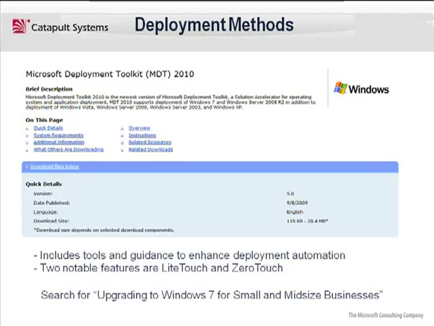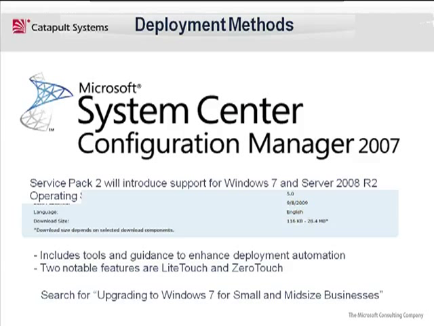MDT has two well-known features called Light Touch and Zero Touch. With Light Touch, users can choose to customize their own image, and with Zero Touch, administrators can use System Center Configuration Manager to push an operating system down to a client without any need for user interaction. The link at the bottom refers to a great walkthrough configuring the MDT tool and performing your first automated installation. And I really recommend it if you want to get started with Windows 7 deployment.